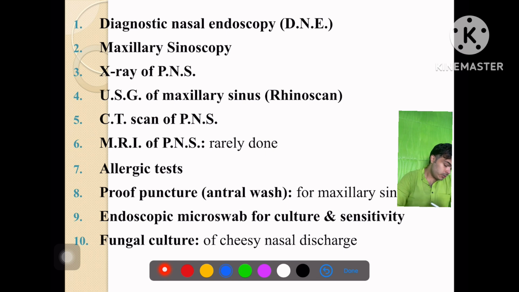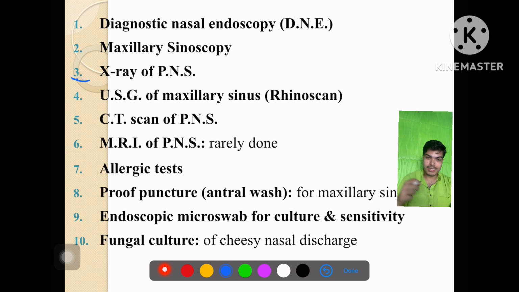Now, besides X-ray, there is maxillary sinoscopy and DNE, diagnostic nasal endoscopy. The same endoscopy examination can be done, with a flexible endoscope or a rigid endoscope. And USG for the maxillary sinus, and CT scan PNS, MRI PNS. MRI is rarely done; usually CT scan is much more preferred. Allergic tests can be done, like the radioallergosorbent test, RAST. And there is one more test, PRIST.